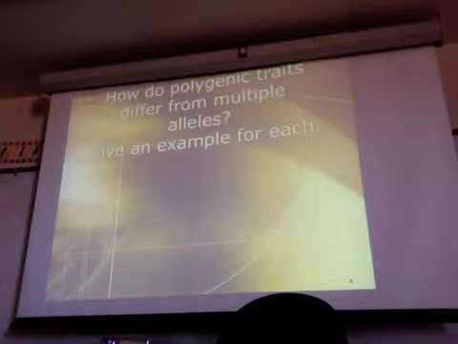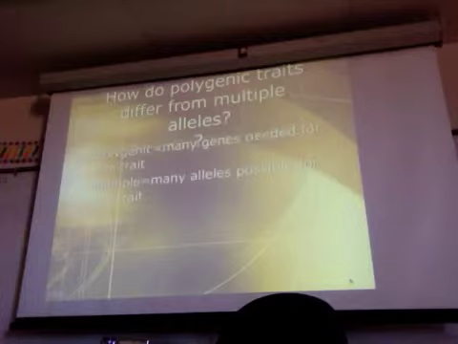Here are other expressions, polygenic and multiple alleles. Does anyone want to take this one on? These are from your WebQuest, and they're also from your textbook and from the notes. Isn't it multiple alleles when there are multiple traits? And then polygenic is the opposite, when there's only one trait, and there's a bunch of different codes for that one trait.